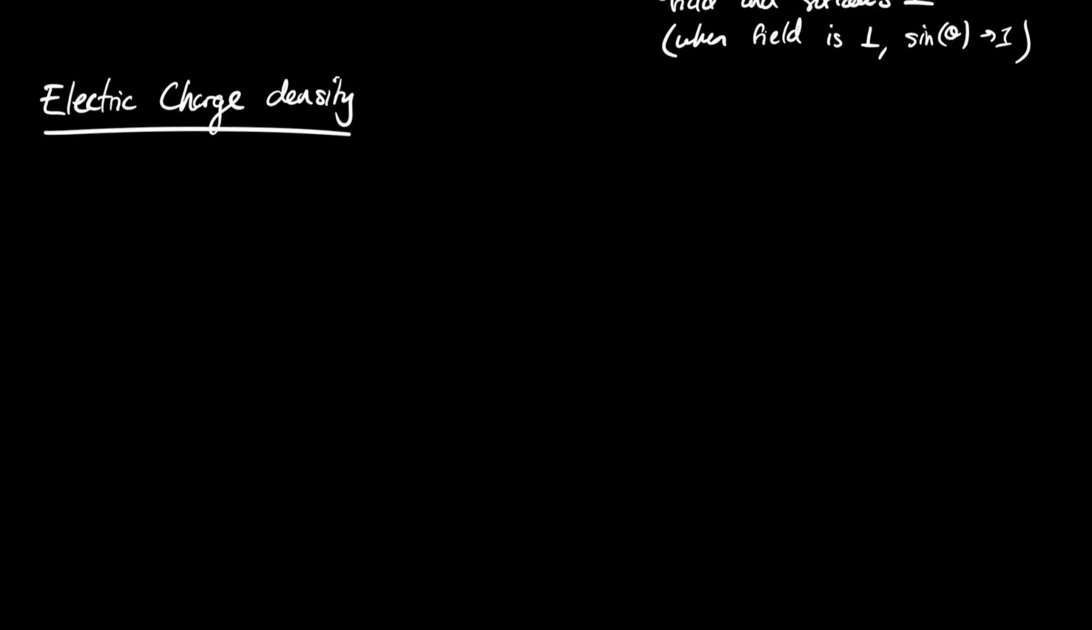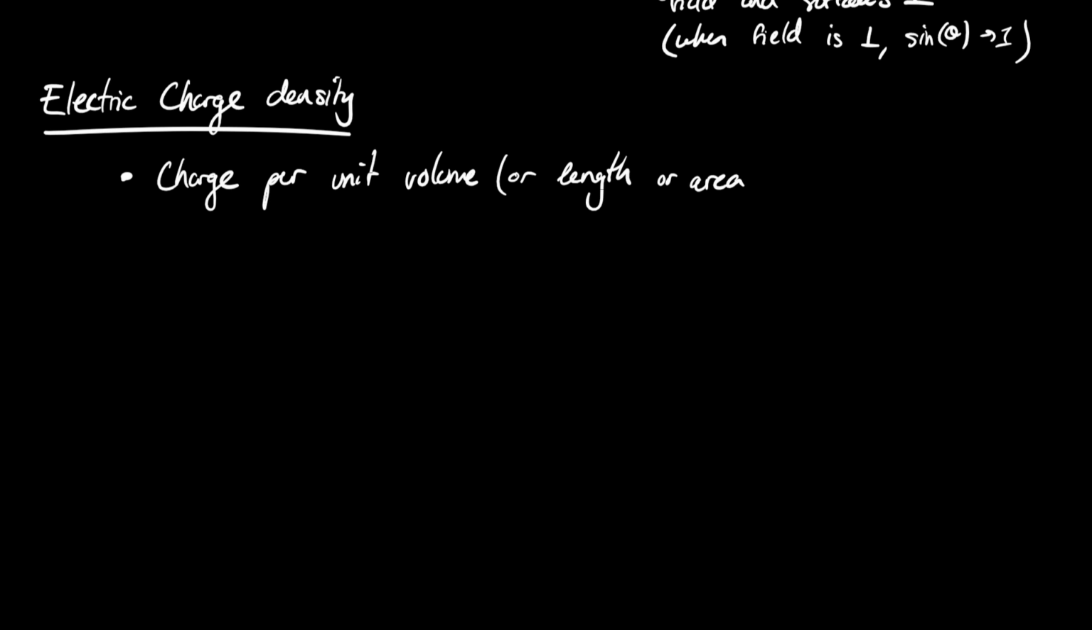Electric charge density, it's exactly what it sounds like. It's kind of like how regular density will tell you how much mass there is in an object per unit volume. Electric charge density will tell you how much charge is there per unit volume of an object. Or sometimes, if you're doing it in one dimension like a wire, it'll tell you charge per unit length. And in one specific case that we may cover later in this video, it'll be per unit area.